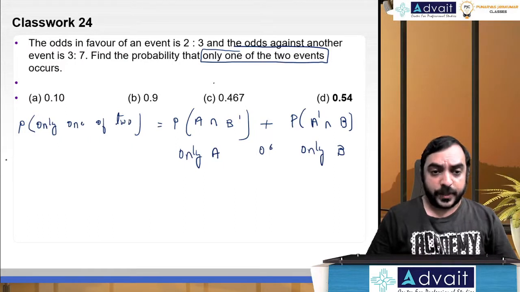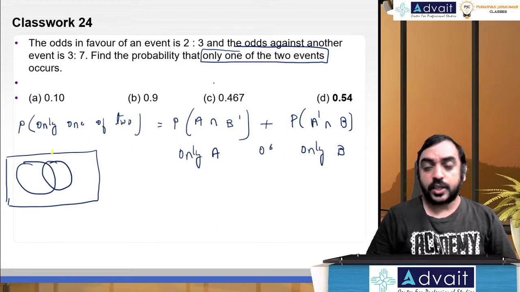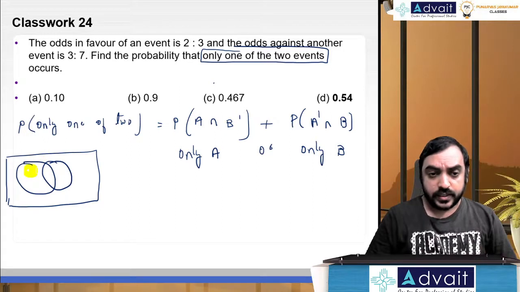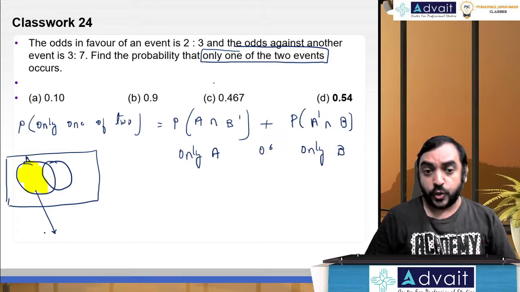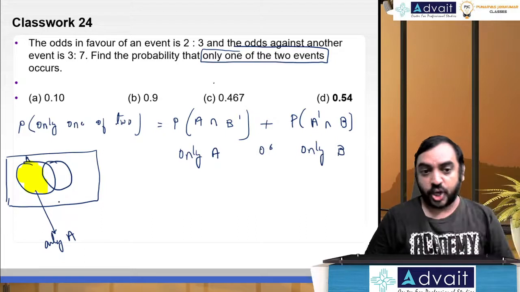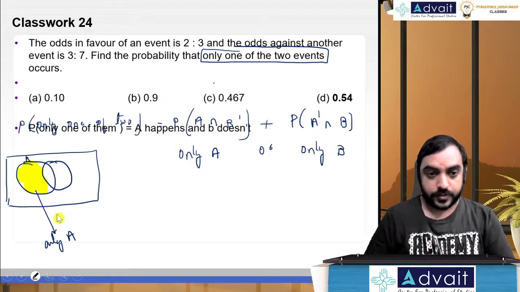Or if I represent it by a Venn diagram, this common area, the intersection, this region, which is in A but does not include the common region, that is what we say only A. If I say this is event A, and this yellow region represents only A, that's what probability of A intersection B complement is. Similarly, only B, I'll use different colors.